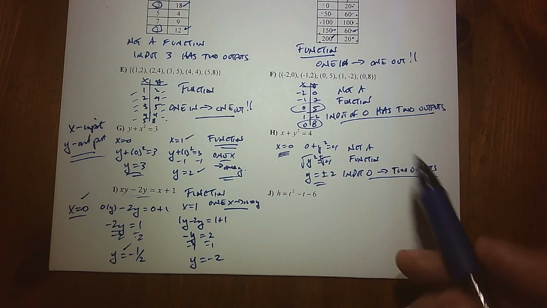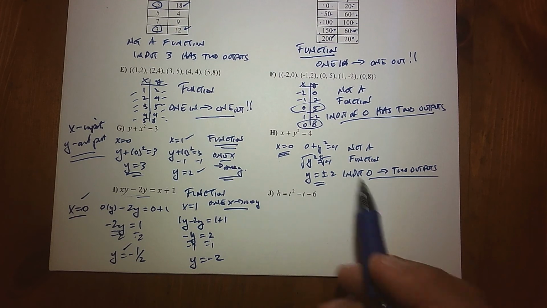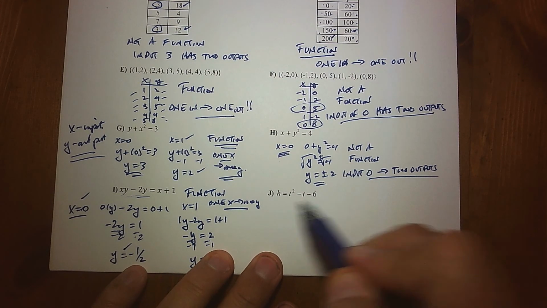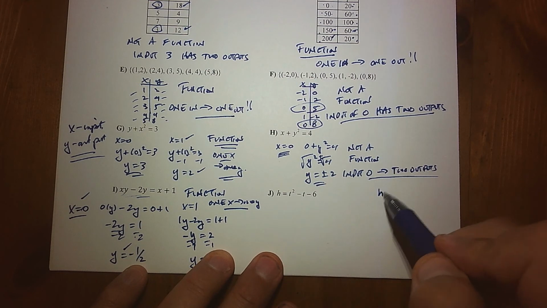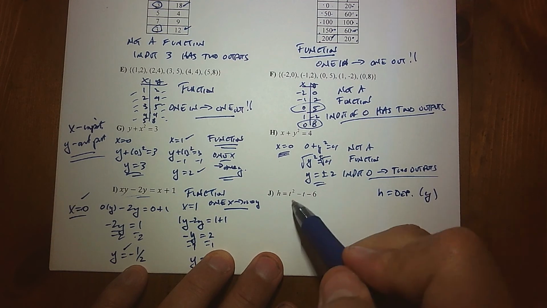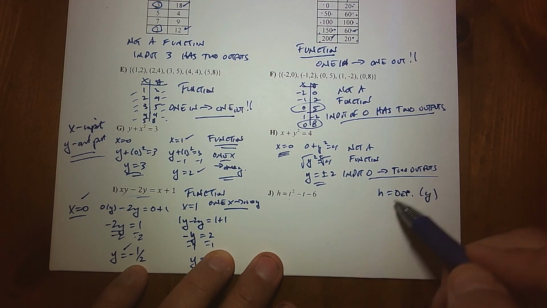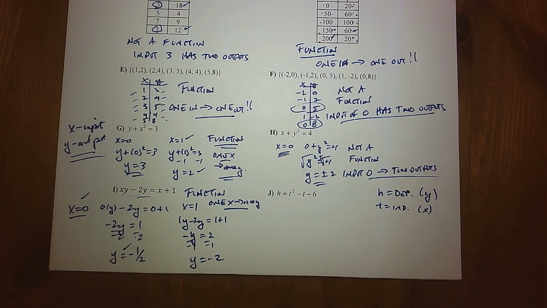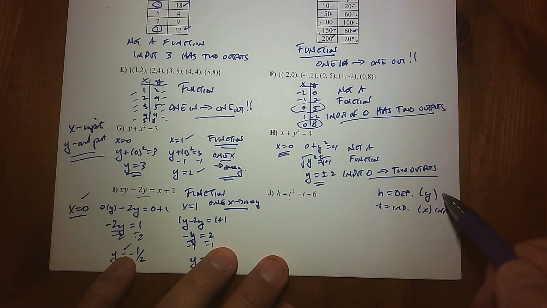Now the next one's kind of unique, because there's no x and there's no y, but there's h's and t's. And this is where we come back to the idea of dependent. H is all by itself over here, so h is basically the dependent variable. It's basically y. And then t is behaving like an independent variable would. There's some formula with regards to t. You give me t, I'll give you h. So t is behaving like the independent variable x, and again, this is input and this is output.